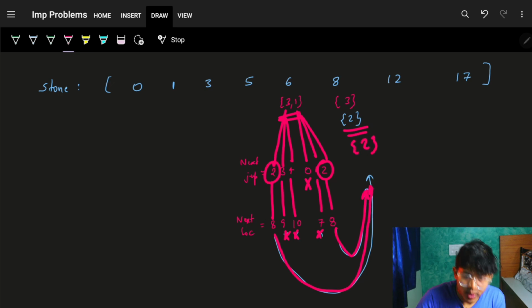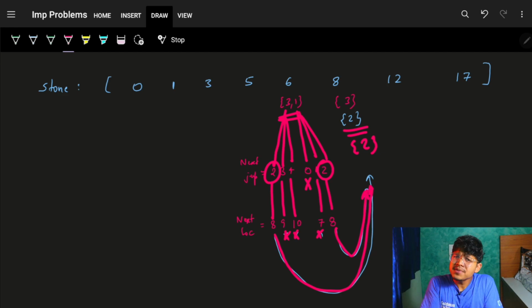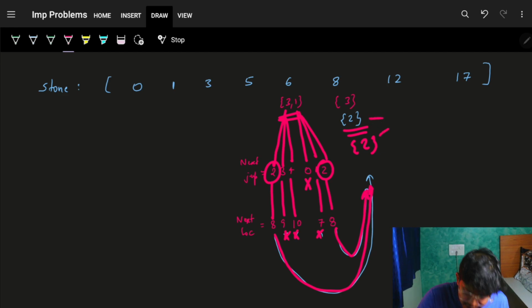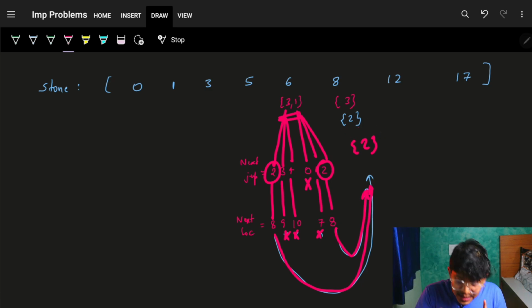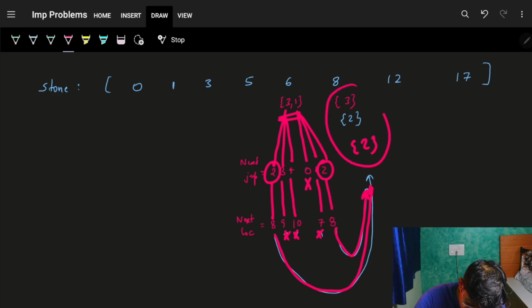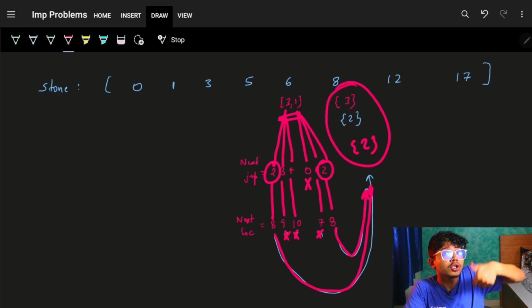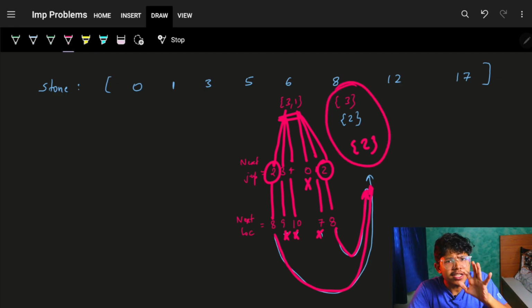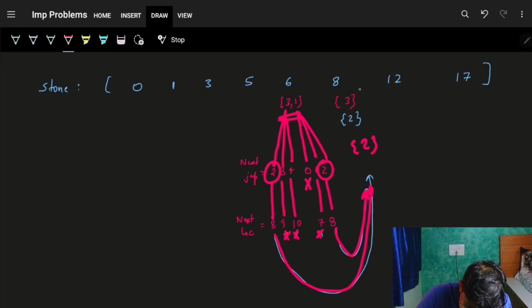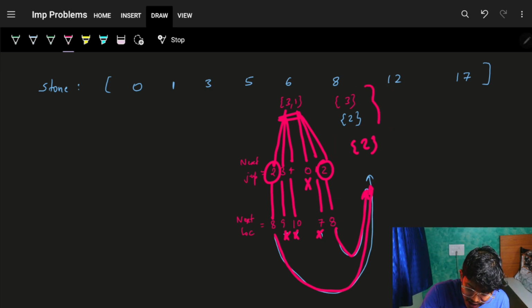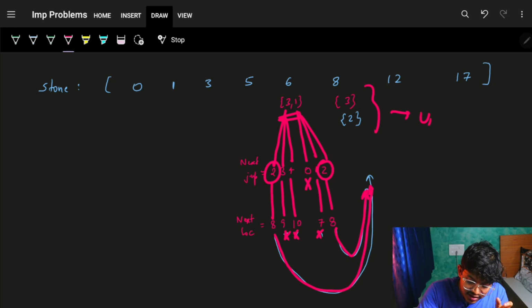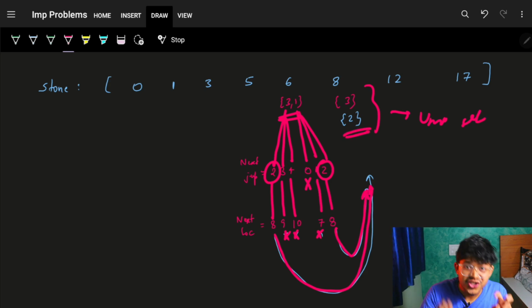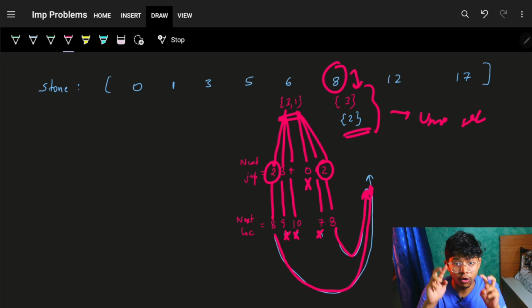So shall I add a 2 again? No, I just need the jump sizes, because both the 2s will give me the same next jump sizes. So if this data structure is not unique, I might actually repeat my jump sizes. So I will try to make this data structure unique. So what I can have is an unordered map with an unordered set, so that the jump sizes in my next location, which means in this next stone, will always be unique.